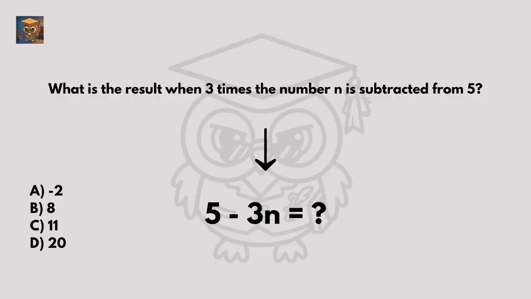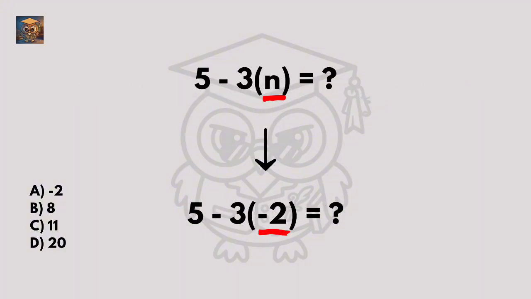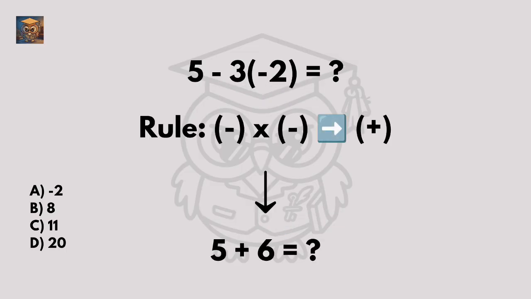It asks, what is the result when 3 times the number n is subtracted from 5? Just like before, subtracted from 5 means we set up our expression as 5 minus 3n. Since we now know the value of n, we can perform a direct evaluation. Let's substitute our value of n, which is negative 2, directly into the expression. This gives us 5 minus 3 multiplied by the quantity negative 2. According to the order of operations, we must perform the multiplication component before touching the subtraction. Let's calculate the product step.